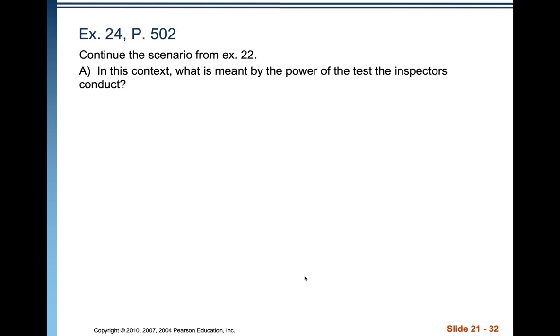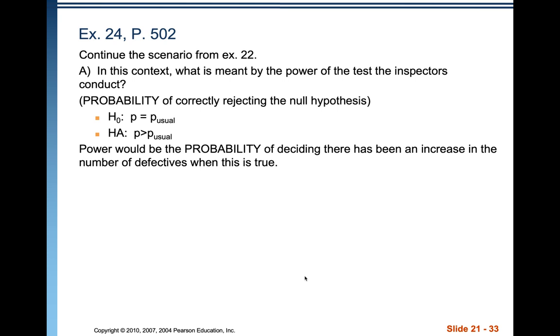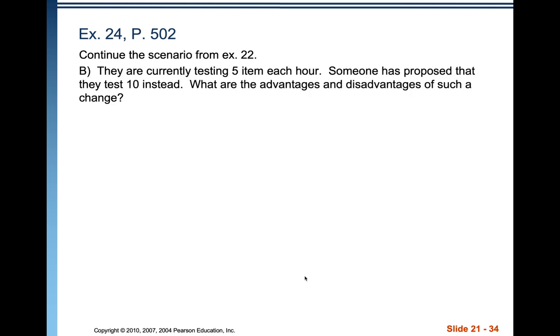Okay, so in this context, what is meant by the power of the test the inspectors conduct? That's the probability of correctly rejecting the null hypothesis. So the power would be the probability of deciding there has been an increase in the number of defectives when this is true. So they want to have a small beta value and a large power in this test.